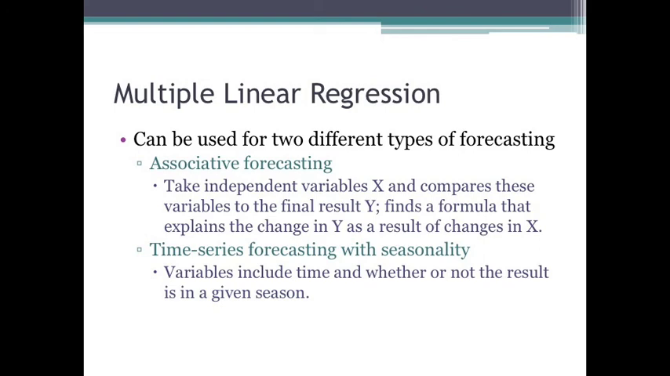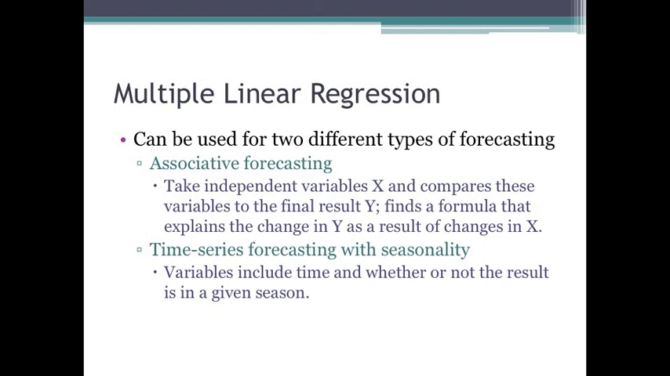So we take a set of independent variables that we expect will have some effect on what we're trying to forecast. And we compare these variables to our final result, what we're actually trying to forecast, whether it be sales, whether it be demand, whether it be the temperature. And from this, we find a formula that explains the change in that final result, in sales, in demand, as a result of changes in these independent variables.